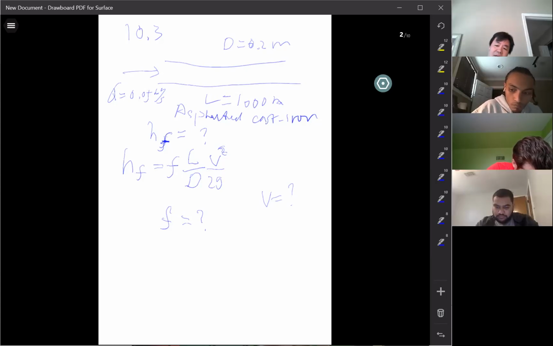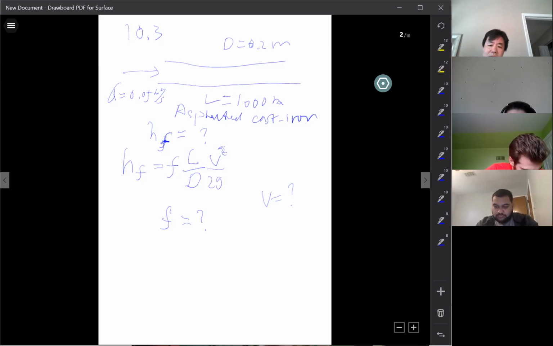Yeah, try it. Okay. I think the velocity will be equal to flow rate divided by area, right? You need to be very quick to find this area: quarter pi D squared. D is given as 0.2 meter, and Q is given as 0.05. So your velocity will be 1.59 meters per second. Is that 1.59?